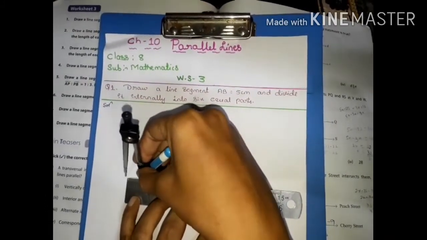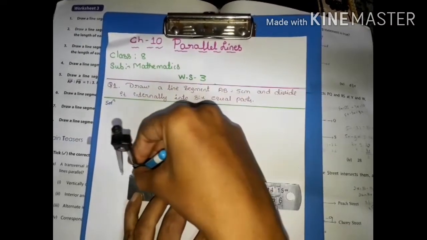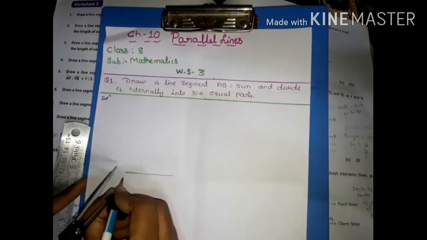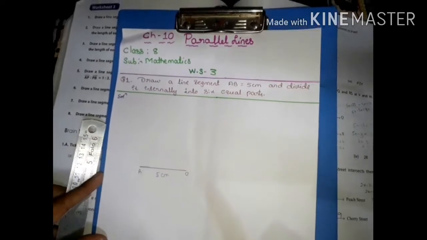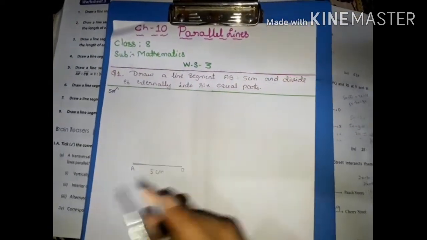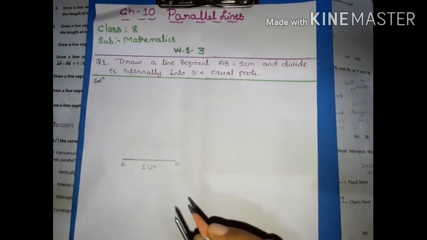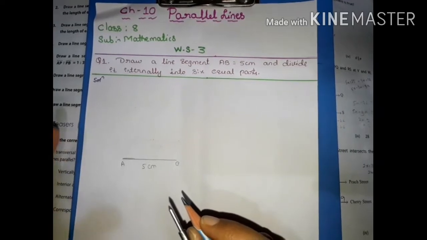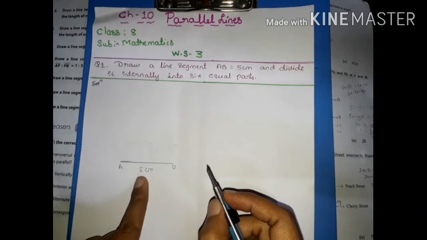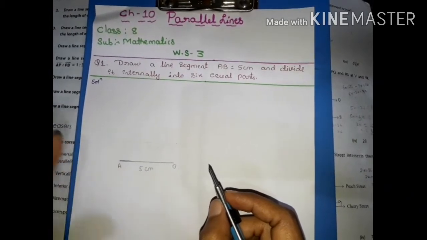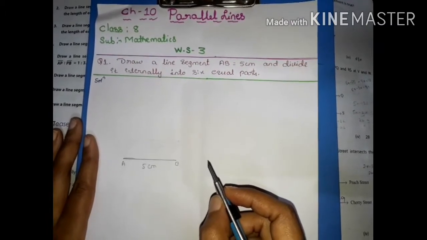Draw a line segment AB, 5 cm. Okay. Next step, you have to draw a parallel line at point A and point B. To draw that, we have to construct an acute angle at point A and point B. Here I am going to construct an acute angle of 60 degrees, because construction of 60 degrees is very easy, and you also studied it in 6th standard.